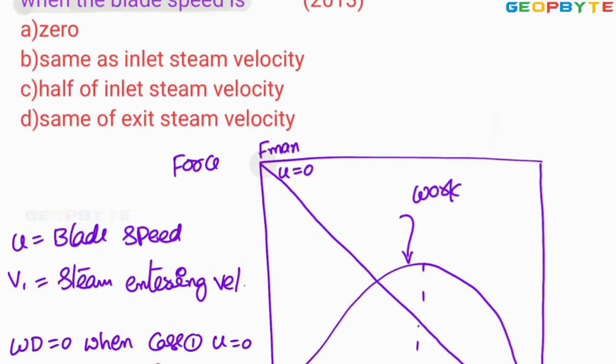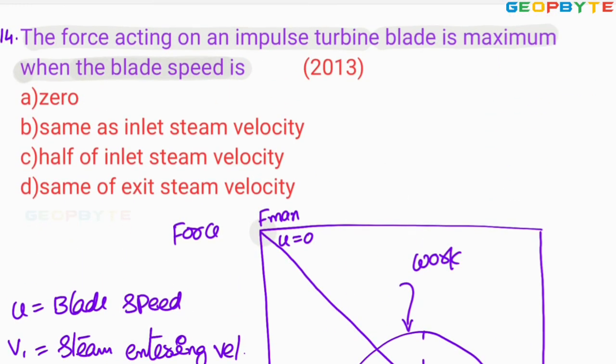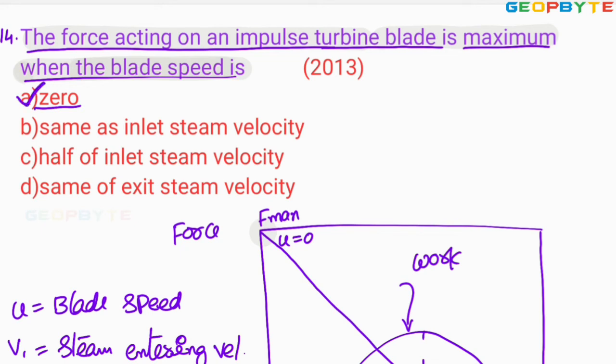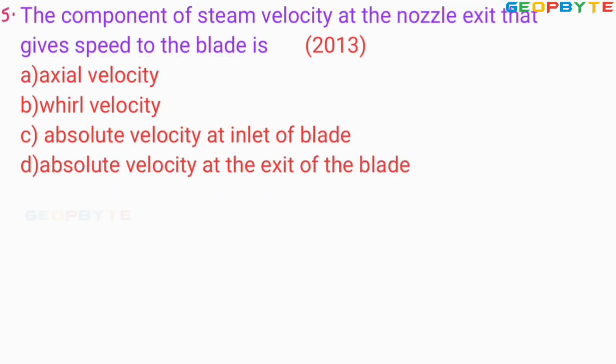Now let us go for the options. Once again, let me read the problem. The force acting on an impulse turbine blade is maximum when the blade speed is 0. When the blade speed is 0, force acting on the blade is maximum. I hope you got my point. Let us take the next problem.